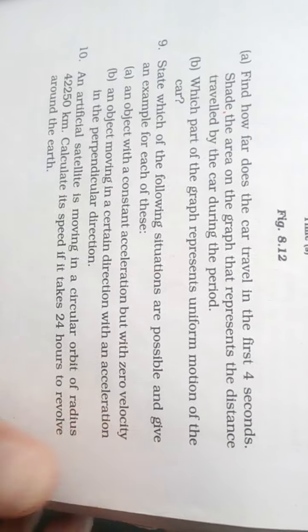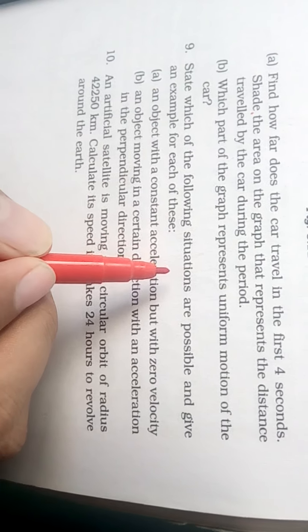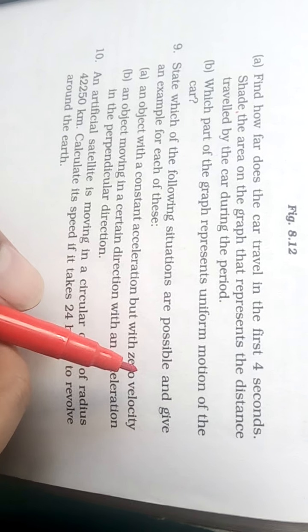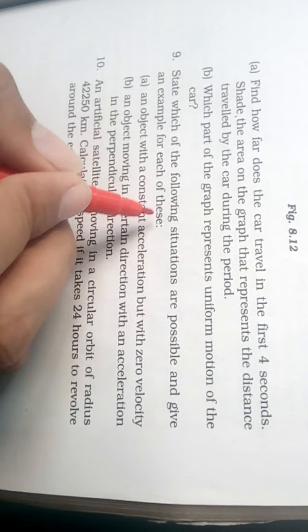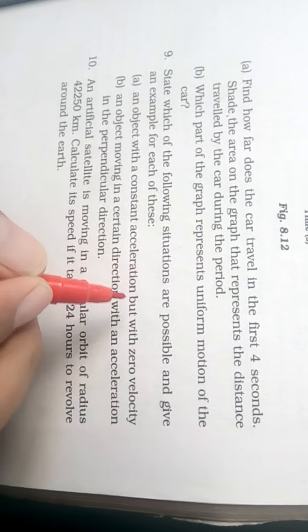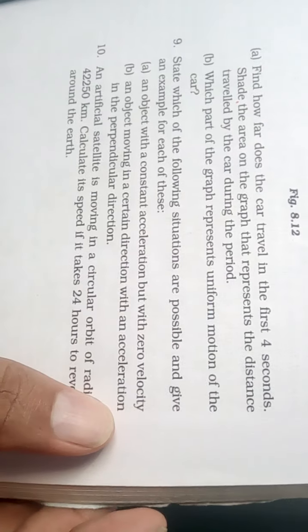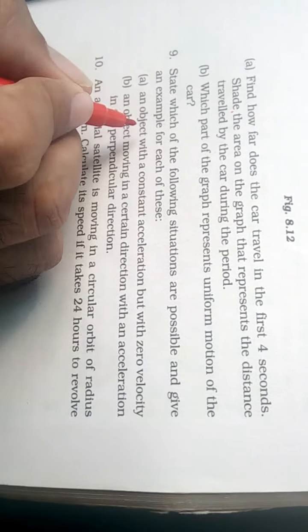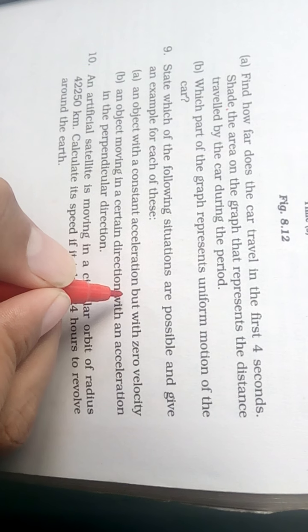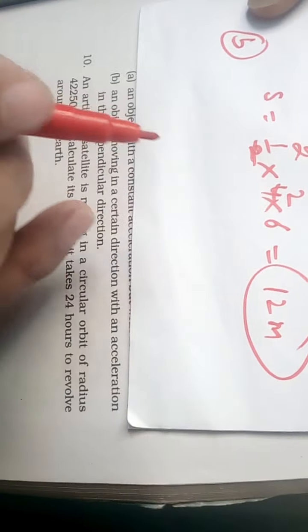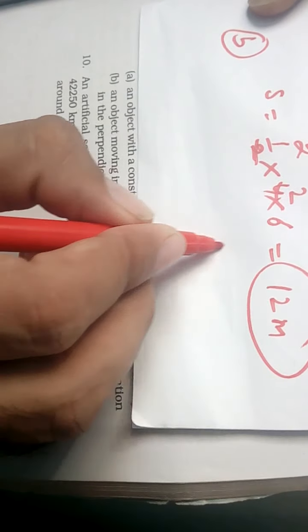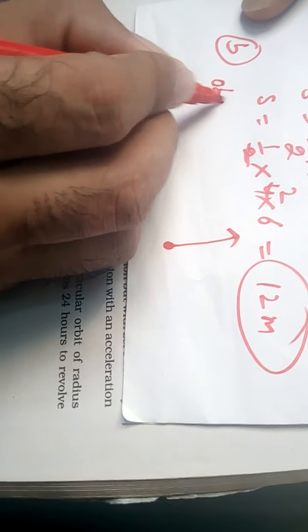Now the next question is, state which of the following situations are possible and give an example of these. An object with a constant acceleration but with zero velocity. Yes, it is possible when we throw an object in the upward direction, when the object is thrown upward.